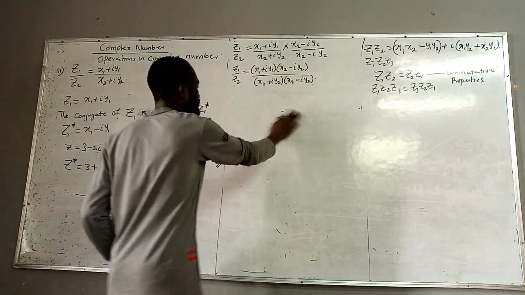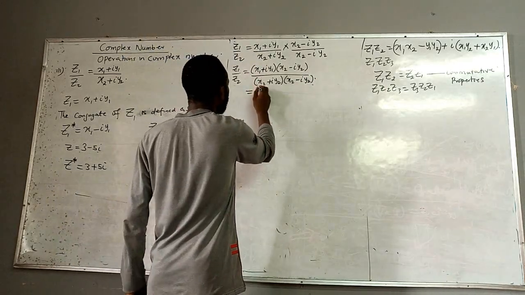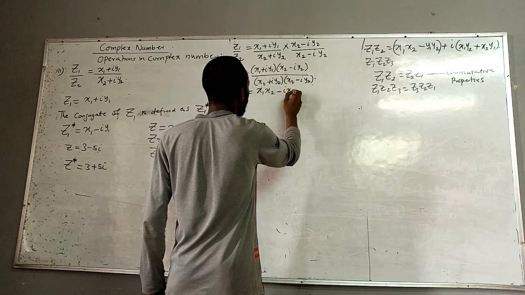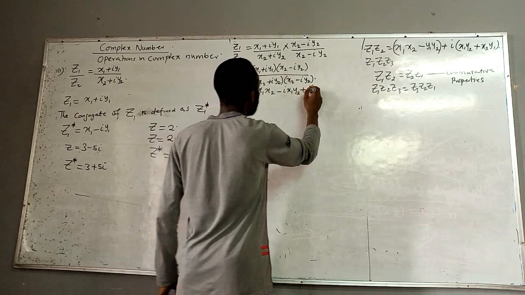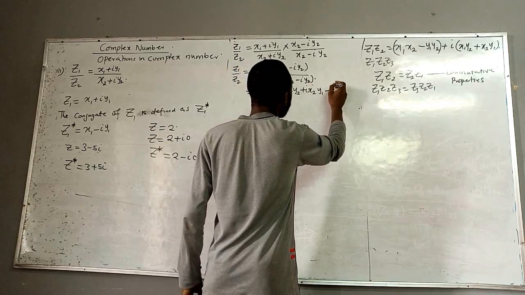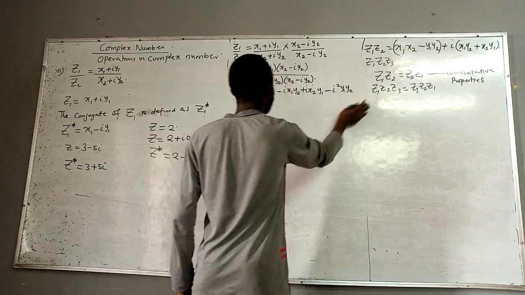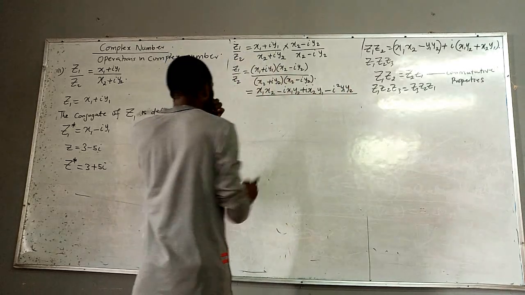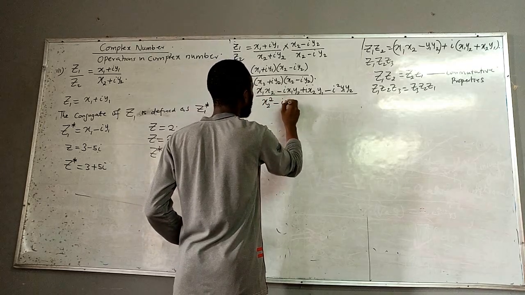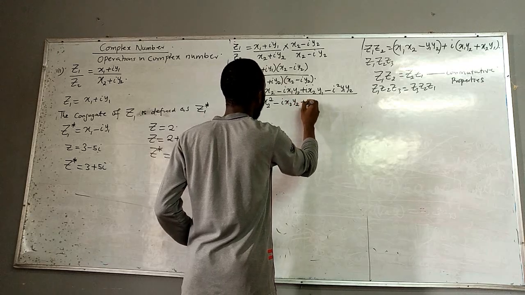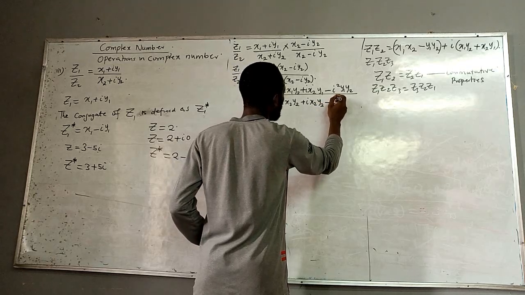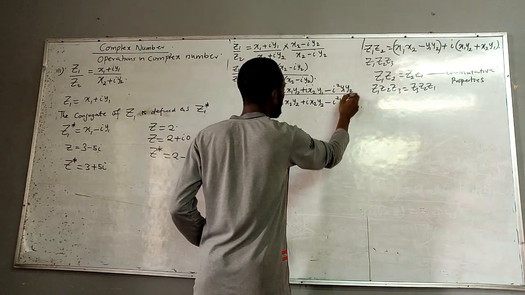We have the product, so let's multiply them. For the numerator, I have x1 x2 minus i x1 y2 plus x2 y1, this is i. Now minus i squared y1 y2, divided by, let's do the same thing to the denominator. We have x2 squared minus i x2 y2 plus i x2 y2 minus i squared y2 squared.